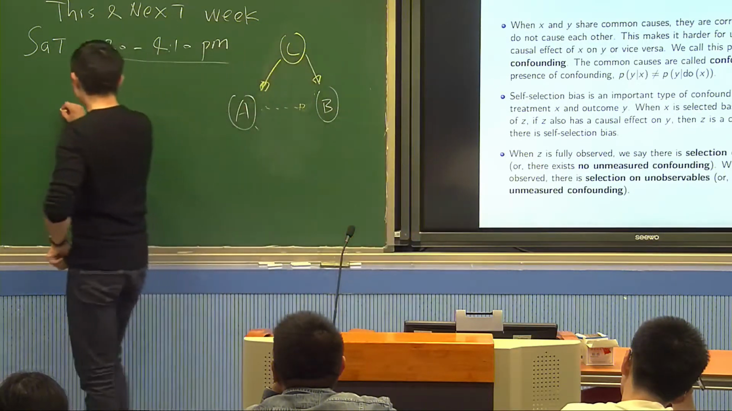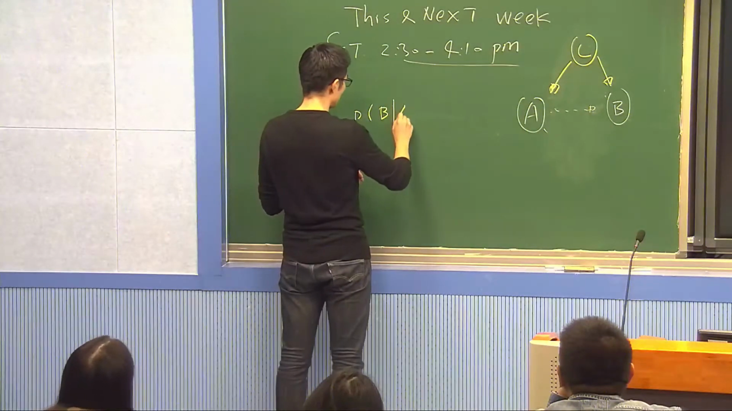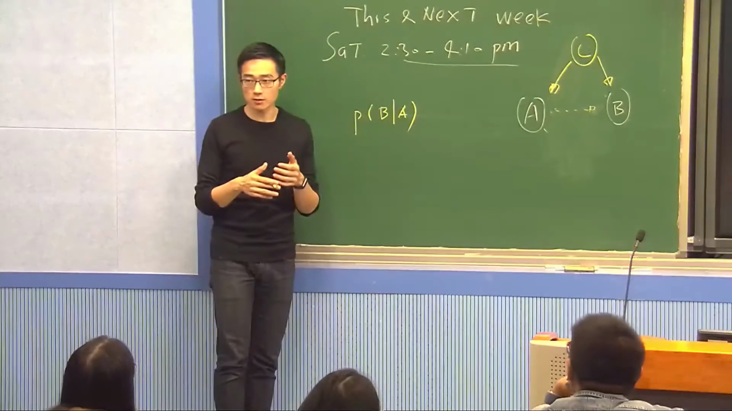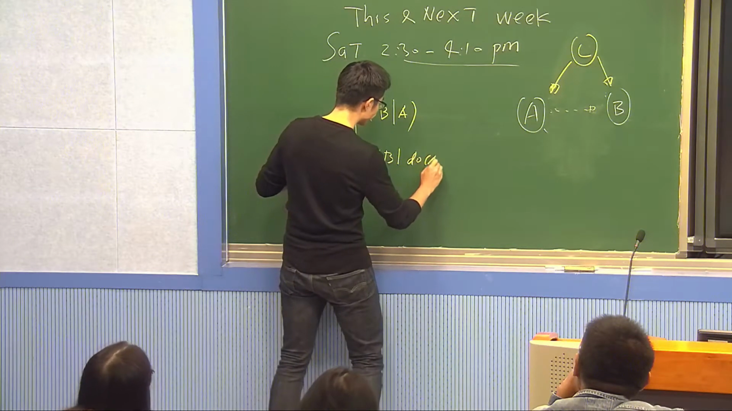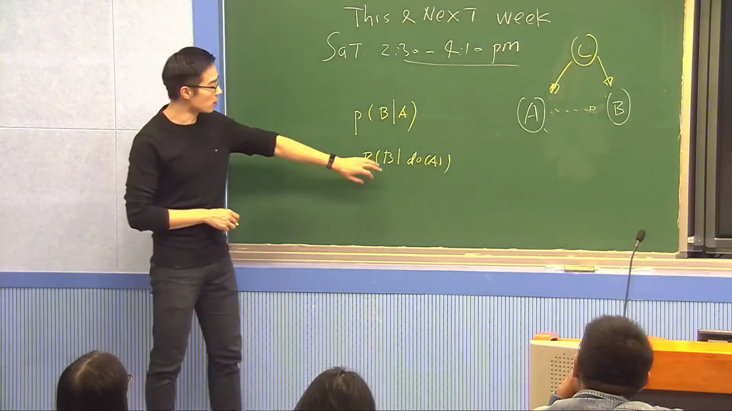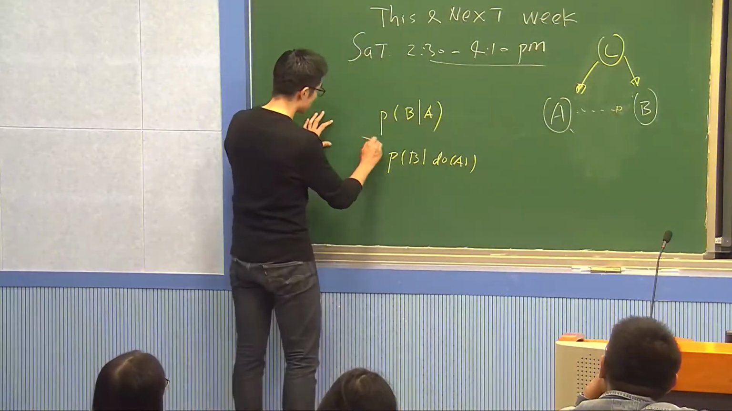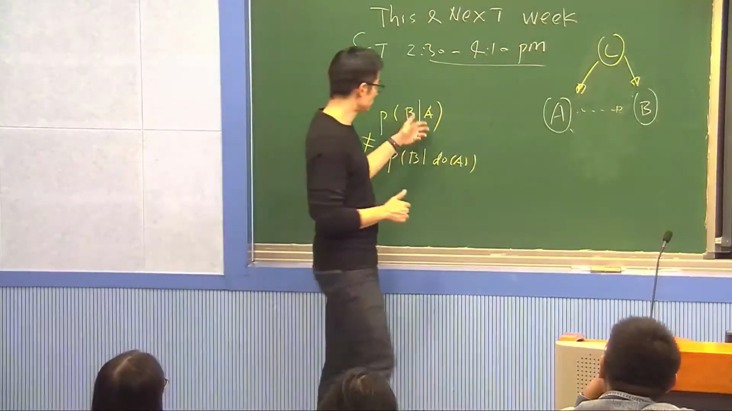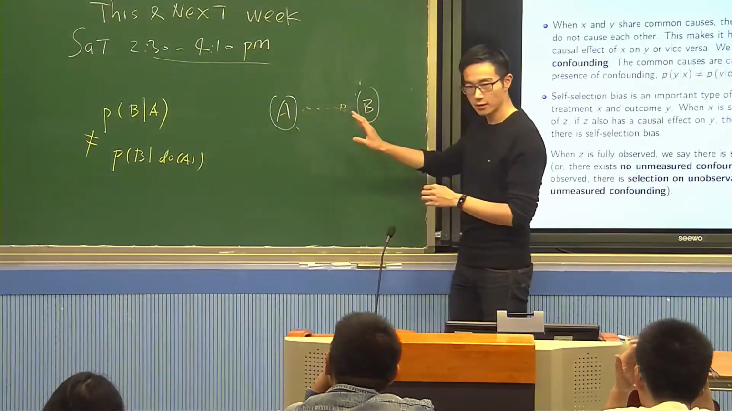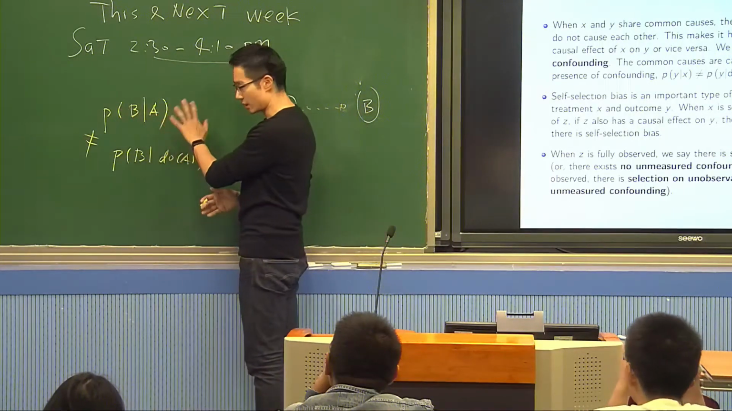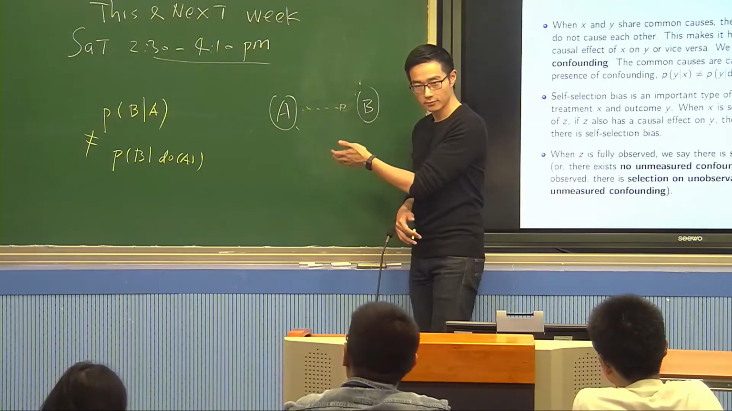Now we can also write it this way. We say the probability of B conditional on A. This conditional probability tells us the correlation. But I'm interested in the probability of B conditional on do A, which is the causation, the causal effect of A on B. If there is a confounder, then they are not equal. The correlation is not equal to causation. If there's no confounder, if there's only A and B, then the probability of B given A will directly tell you the probability of B given do A, in the sense that the correlation will exactly tell you the causation. So that's the idea.